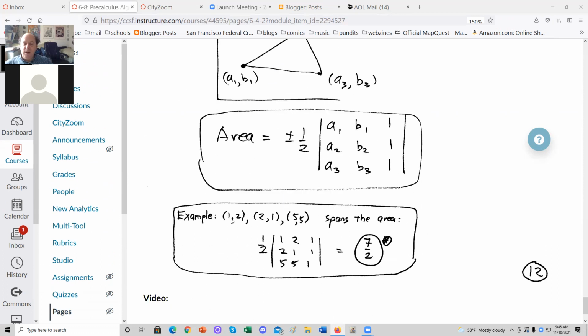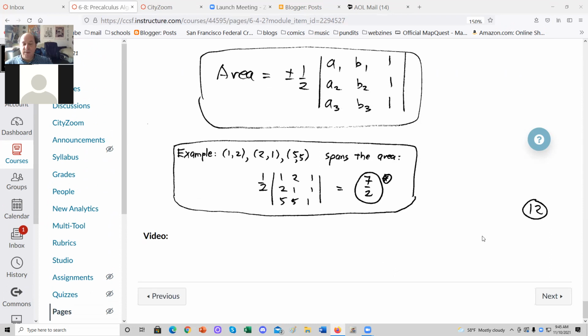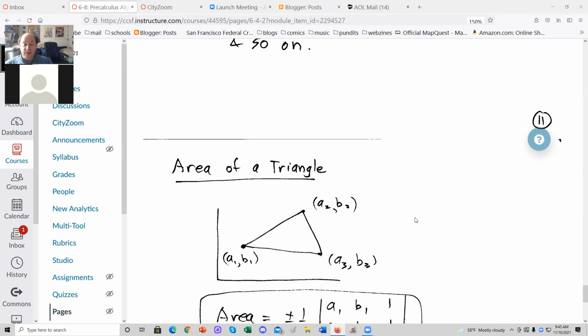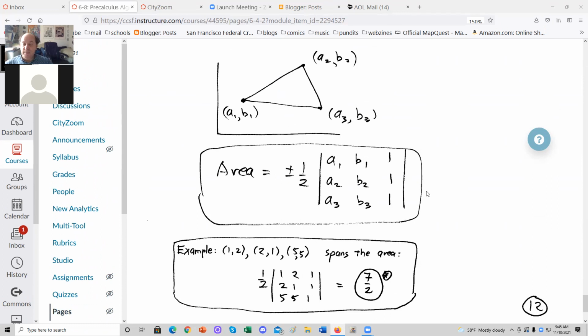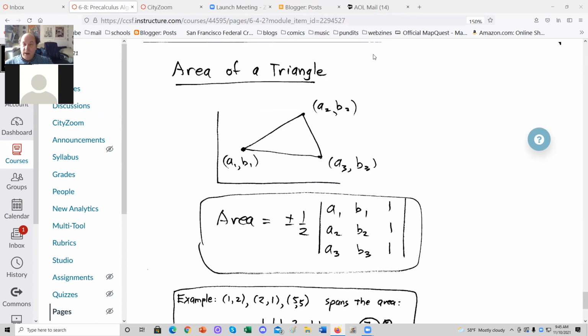So for example, the points (1, 2), (2, 1), and (5, 5). What's the area? Well, a half times the determinant 1, 2, 1; 2, 1, 1; 5, 5, 1. If you expand this out, you get 7, so the area is 7 halves. There's a problem in the homework involving 3 points. What's the area? This is the formula. Okay, that concludes this.